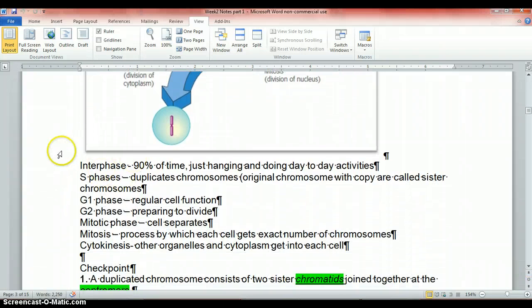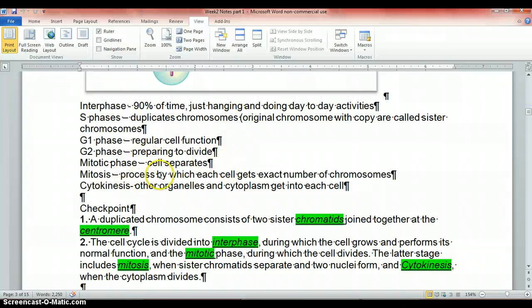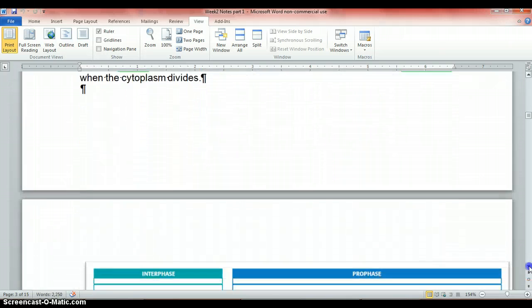In this interphase, which is most of the time, it goes through the S phase, that's where it duplicates any chromosomes. G1 phase, which is regular cell function. G2 phase, preparing to divide. Then we also have the mitotic phase. Okay, this book lumps them all together. The mitotic phase is where the cell separates. Mitosis is the process by which the cell gets the exact number of chromosomes. And cytokinesis is where everything else gets shoved into each cell beyond the DNA, right? There's a little checkpoint, test you out.